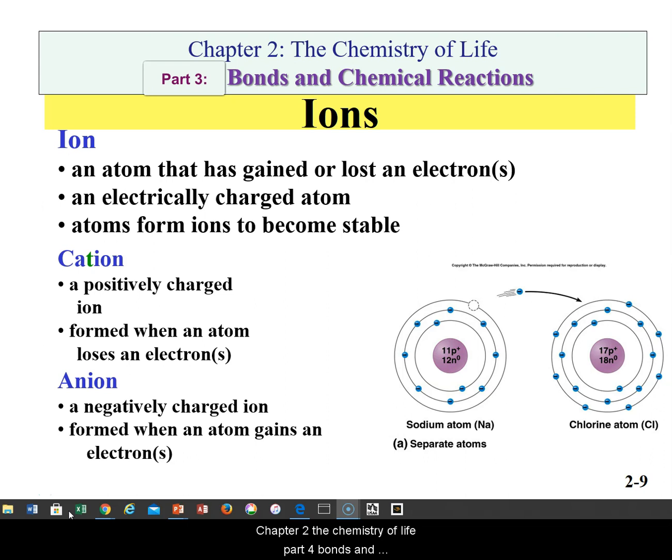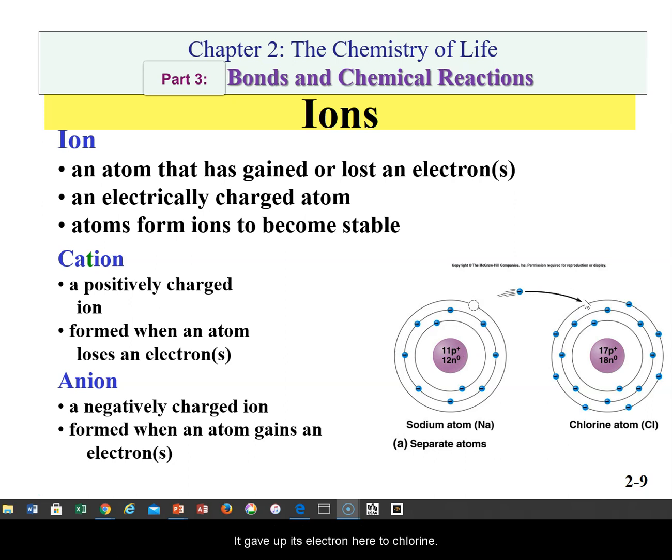We ended part 3 talking about ions, and ions are atoms that have become charged. The way they become charged is by giving up an electron, and giving up an electron or donating an electron to another atom is called oxidation. In this case we used sodium as an example, and when it gave up that one negative charge, it had one more positive charge. Therefore sodium became a positive atom or positive ion, and we call that a cation.